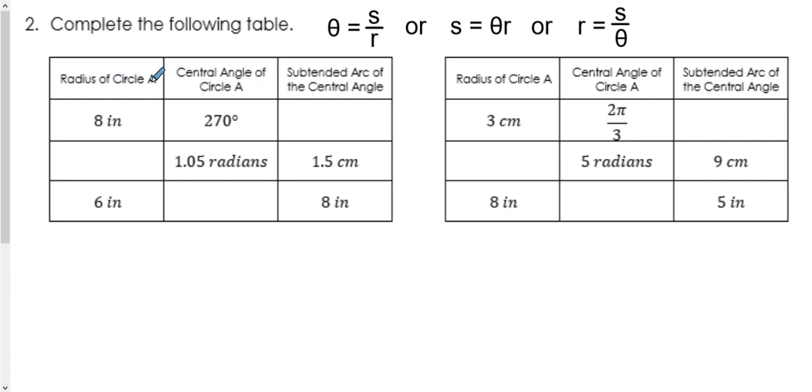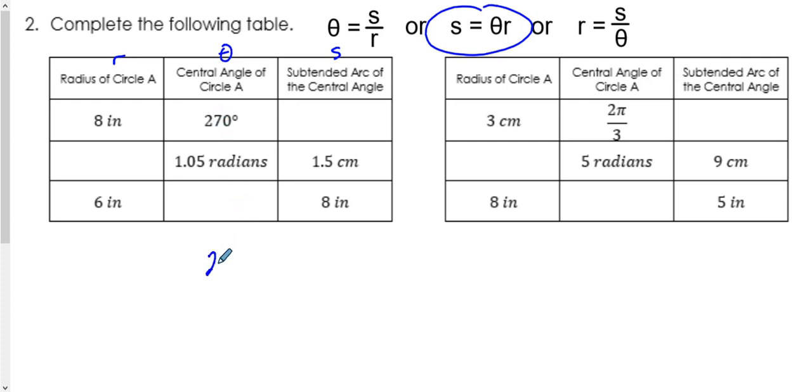Now remember, this is radius of circle A, so this is R. This is central angle, so this is theta. This is subtended arc, so this is S. All right, well, which one's missing here? S is missing. That means we use this formula. It says to take theta and multiply it times the radius. Remember, theta has to be here in radian version.